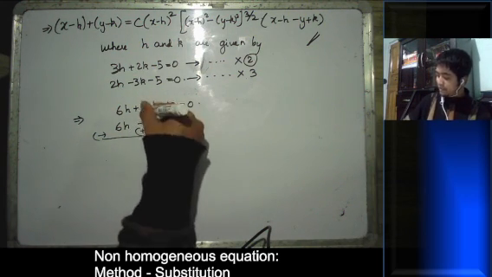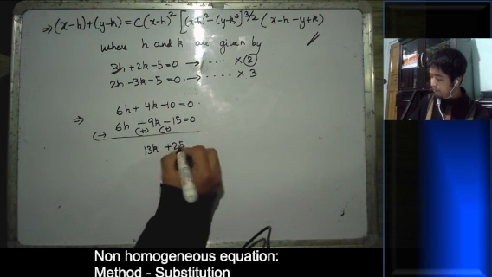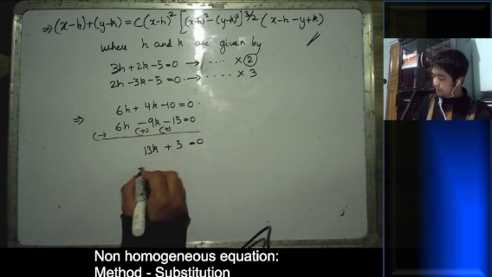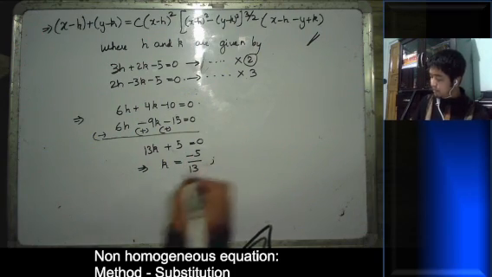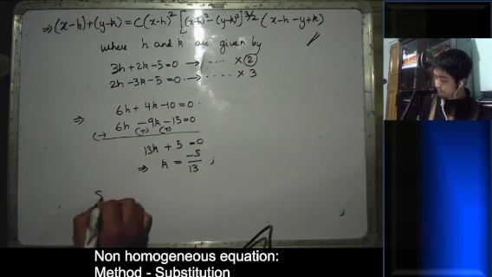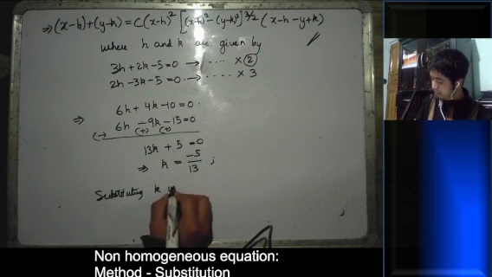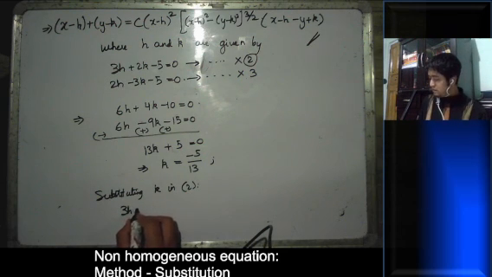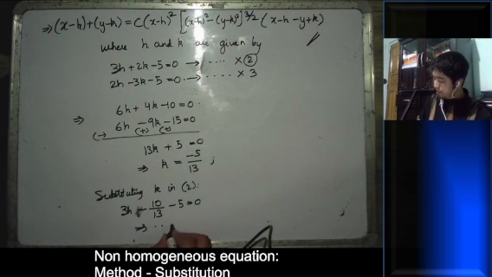You will be having 9 plus 4, which is 13k, plus 5 equal to 0. So you will be getting that the value of k is minus 5 by 13. And similarly, substitute k over here. Substituting k into 3h plus, minus 10 by 13, minus 5 equal to 0, you can find out what the value of h is.